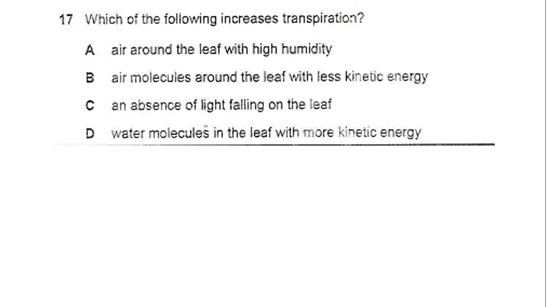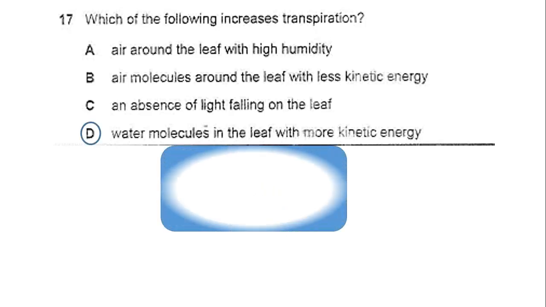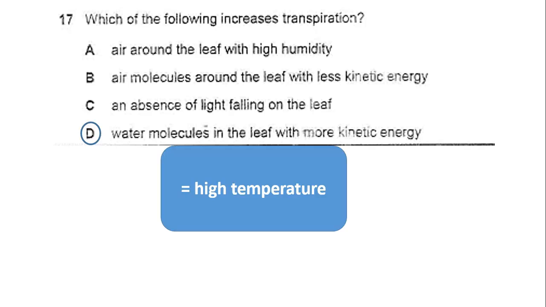Okay, which of the following increases transpiration? Air around the leaf with high humidity, air molecules around the leaf with less kinetic energy. Less kinetic energy means high or low temperature? Low temperature. An absence of light falling on the leaf, water molecules in the leaf with more kinetic energy, which means high temperature. So which one will increase the transpiration rate? It's gonna be D, because of kinetic energy. More kinetic energy means high temperature.